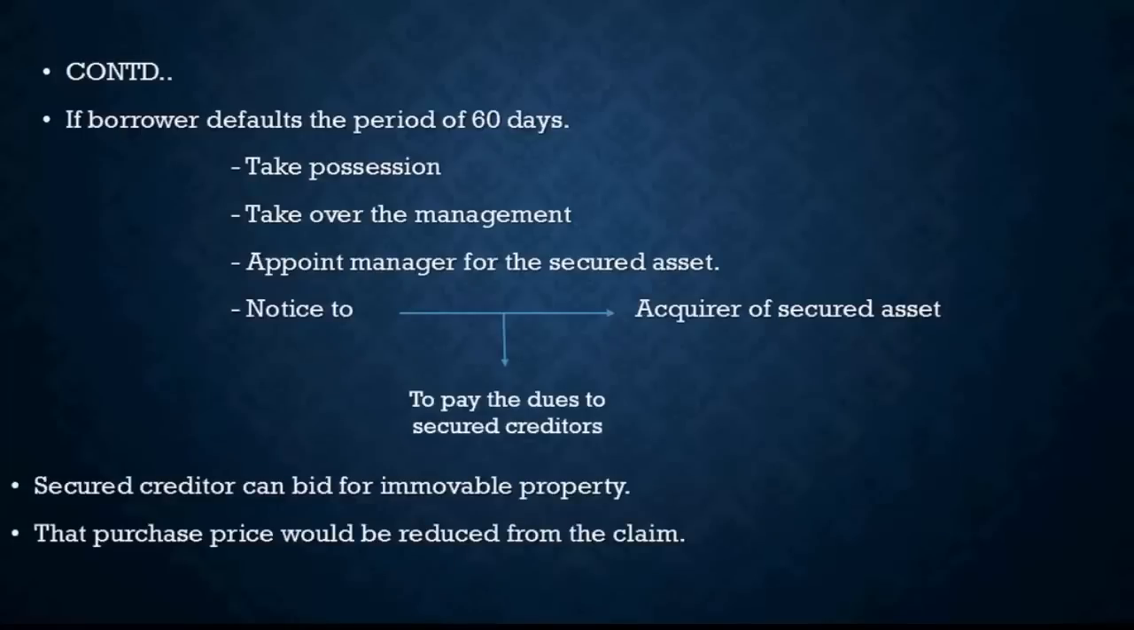So if we can see on the screen, the secured creditor can bid for the immovable property, right? And that purchase price would be reduced from the claim, right? So that is one case where the bank auctions and takes the asset back. Now if there is somebody else who bids and takes away the asset in the first auction itself, right?